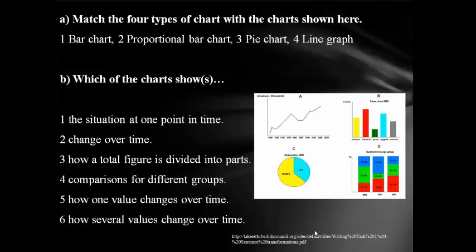Question B: which of the charts shows number 1, the situation at one point in time; number 2, change over time; number 3, how a total figure is divided into parts; number 4, comparisons for different groups; 5, how one value changes over time; 6, how several values change over time. Take 5 to 10 minutes to complete this task. Pause the video now.